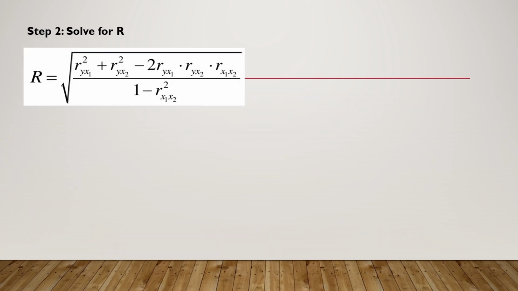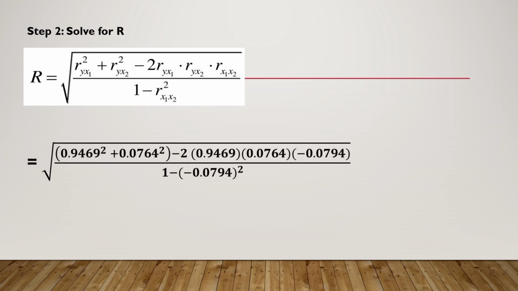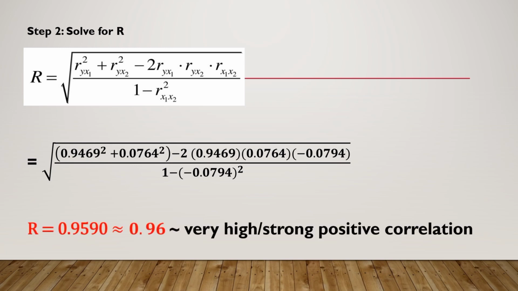Now we have to solve for the multiple correlation, that is the capital R. So substitute the values that we got from the previous slide. We have the square root of 0.9469 squared plus 0.0764 squared minus 2 times 0.9469. So we'll have the answer as 0.9590, or equal to 0.96. And it means very high or strong positive correlation.